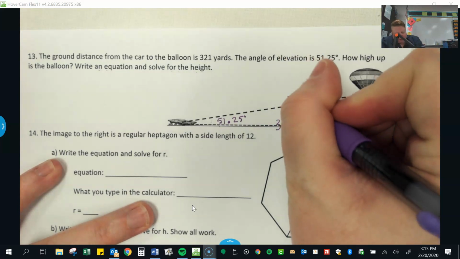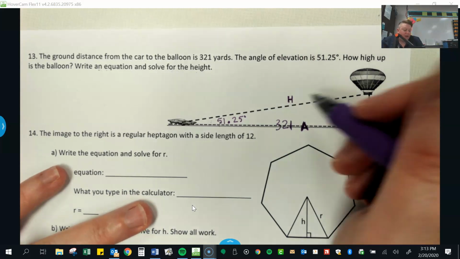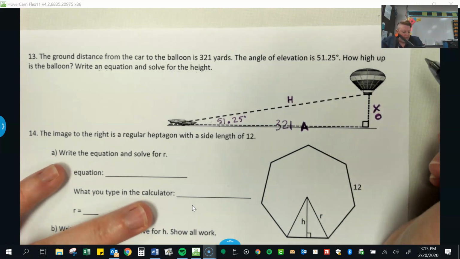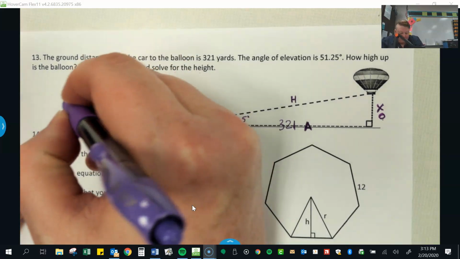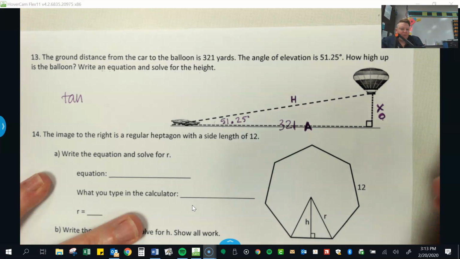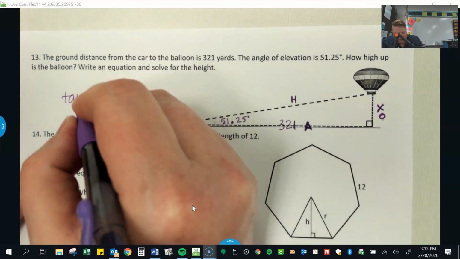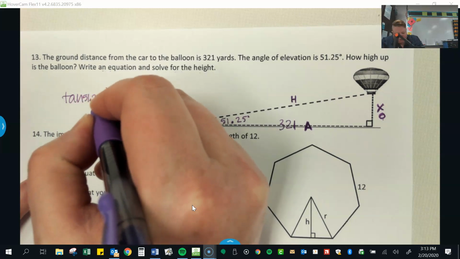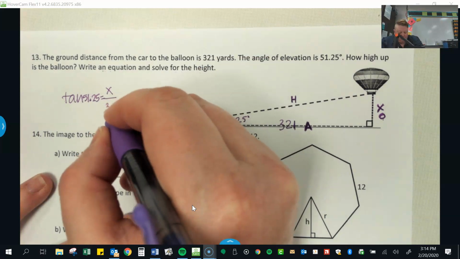This one's my hypotenuse. The hypotenuse doesn't matter to me in this problem. I'm not looking for the hypotenuse, and I'm not given the hypotenuse. The hypotenuse is not involved in this problem. So the adjacent and the opposite, that's the tangent. The tangent uses the opposite over the adjacent. So the tangent of 51.25 equals the opposite over the adjacent.